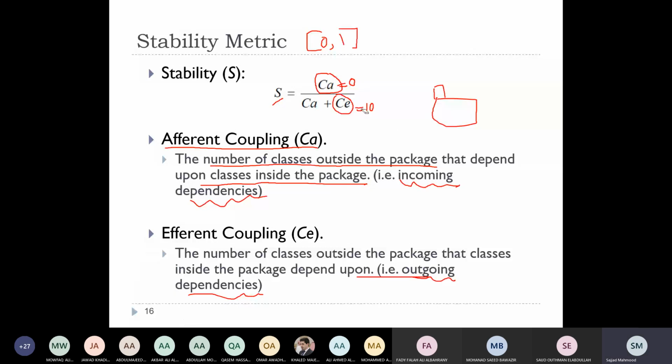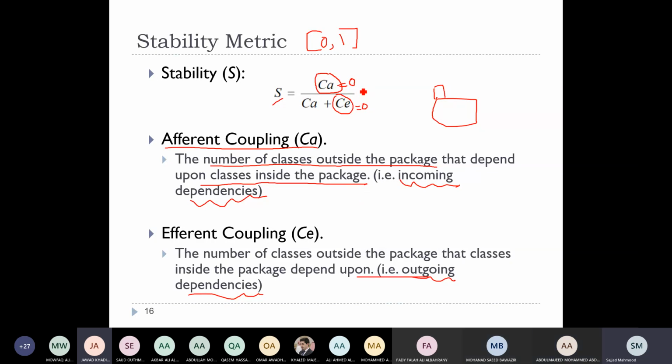Now, since we were talking about no incoming, what if I have no outgoing as well? What if this is also 0? Invalid, right? Does it make sense that it will be invalid from a package perspective? What will that mean? No incoming, no outgoing. It means it is not stable and not unstable. It cannot be calculated. In that case, it's undefined, correct?